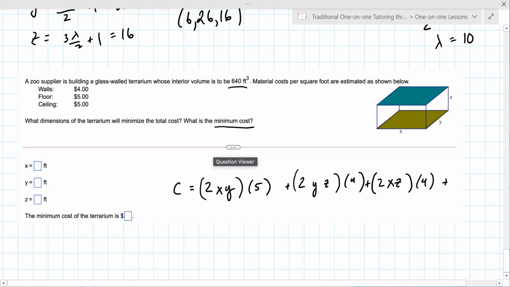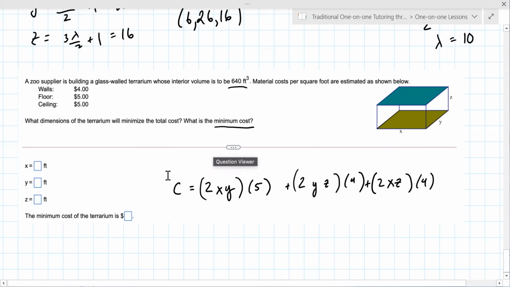Is it possible that the only costs are the bottom and the top? It does say walls though. Okay, oh man. And then there's, yeah, that's everything. Oh no, we got the ceiling. The ceiling is separate, X, Y. Okay, oh boy, I messed this up a little bit.